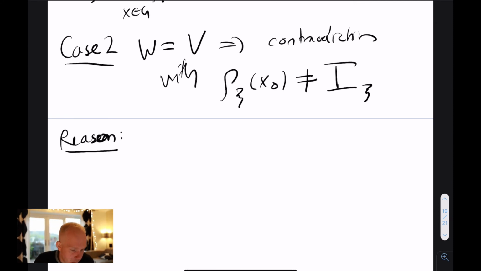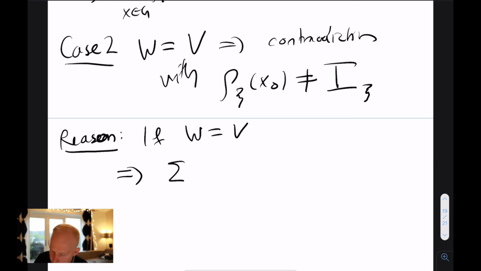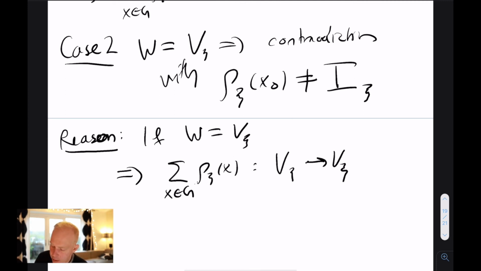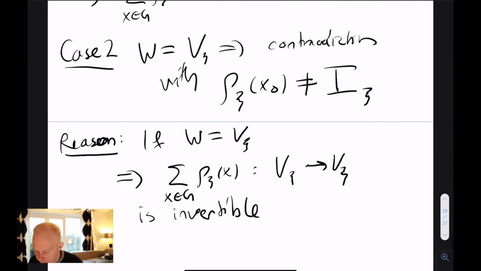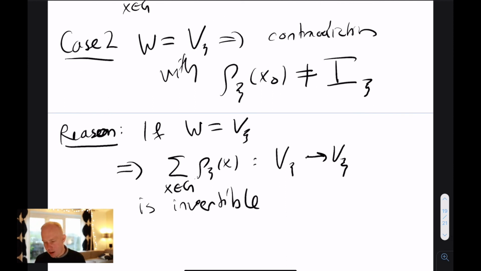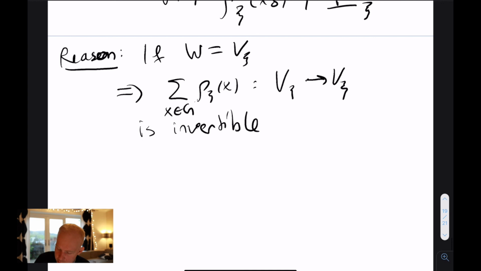If you assume by contradiction that W is equal to V, we will get a contradiction with the statement. This means in particular, because everything is mapped into everything, that this linear map, the sum over G of rho xi of x as a mapping from V to V, is invertible. Because by the definition, remember the definition of W was all the images of these points under the linear mapping. And now if it maps onto V xi, it's an invertible linear mapping that we have here.